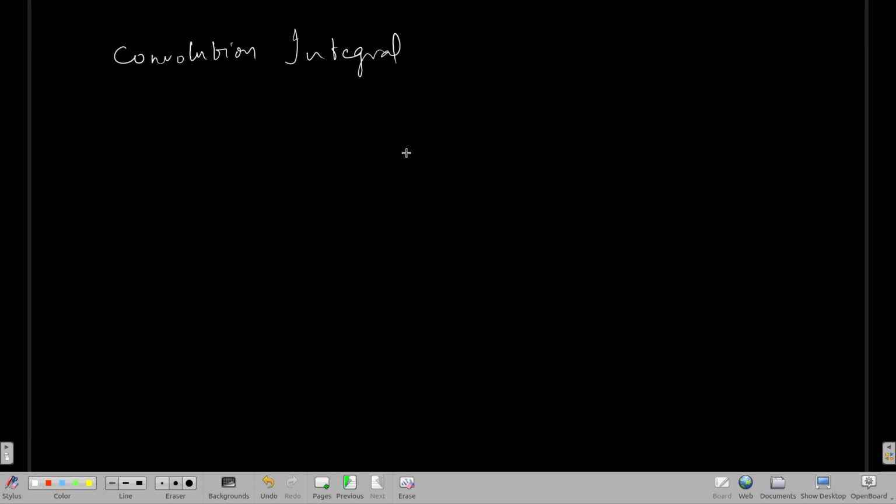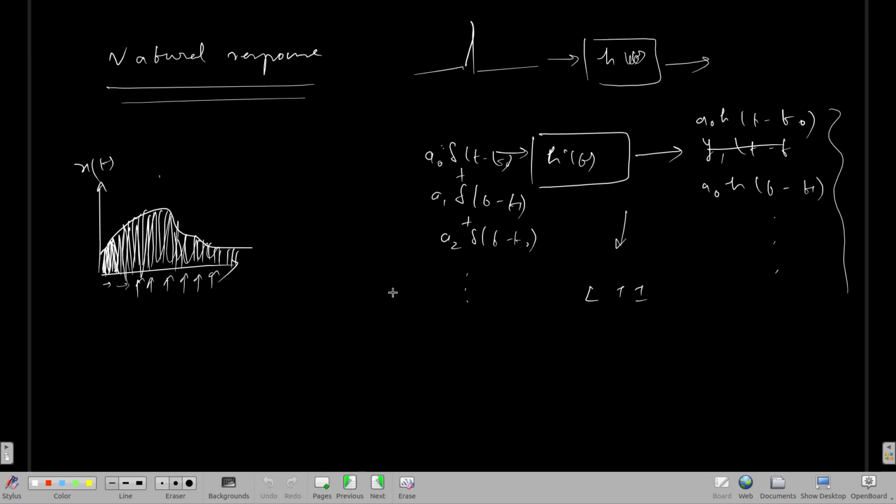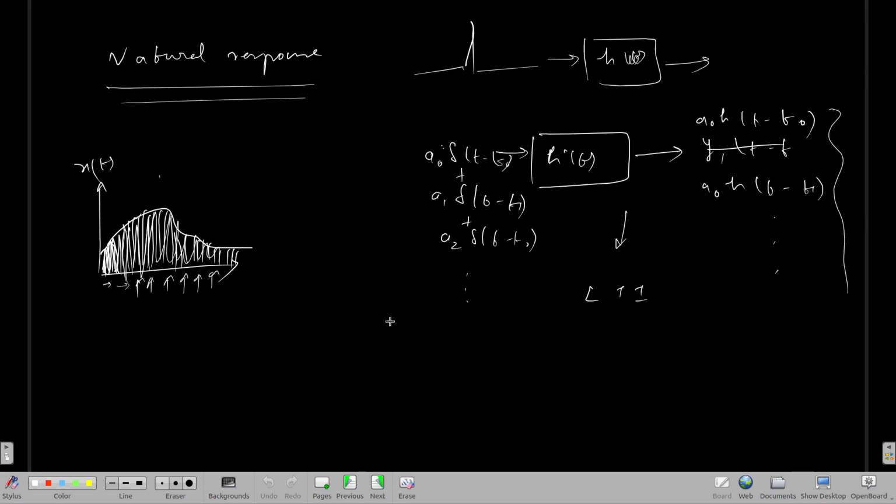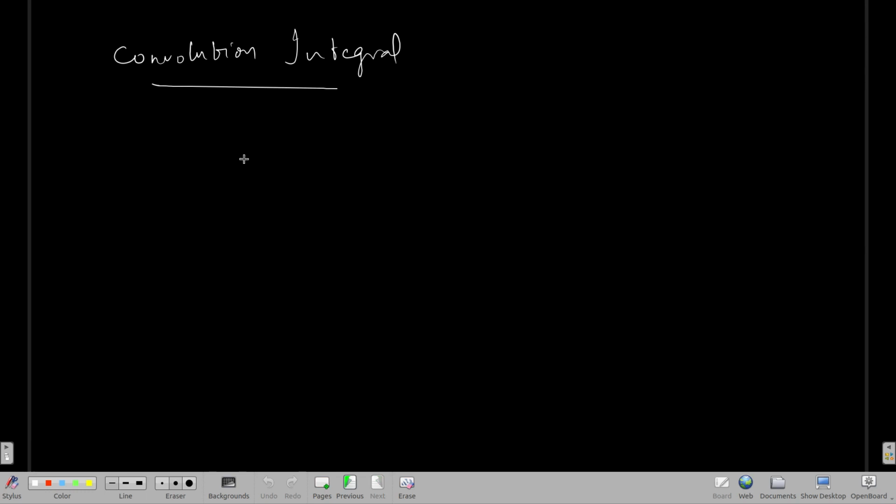So I want to define this convolution integral. This much I was telling so that you will get an idea regarding what a convolution integral is, instead of directly jumping into the mathematical definition. Now I hope you understand what the logic behind this is. Now we will see the proper definition.